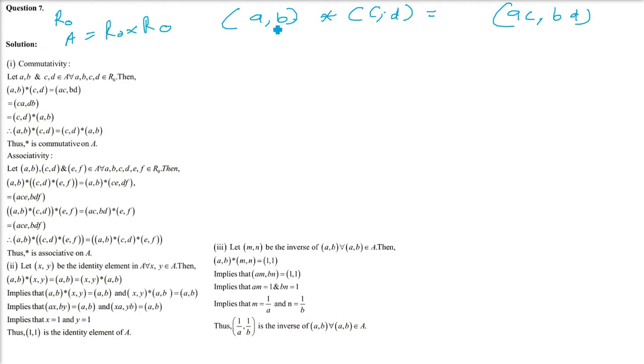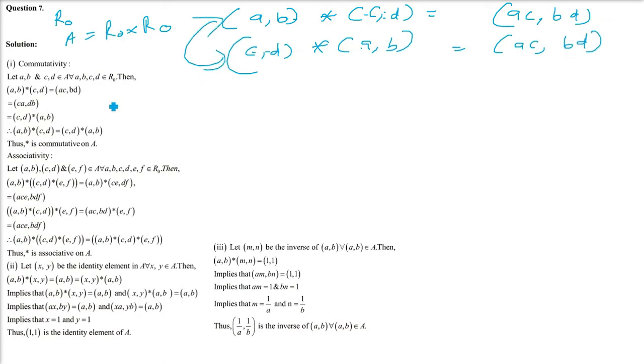So we have to find out whether (A, B) star (C, D) equals (C, D) star (A, B). (A, B) star (C, D) is already given, so we'll just replace it: (C, D) star (A, B). First values of the pair multiply, that is C and A, so AC. Then we have D and B, that is B into D. So you have both as same. So (A, B) star (C, D) equals (C, D) star (A, B), that is equal: (AC, BD). It is commutative. Now coming to associative.